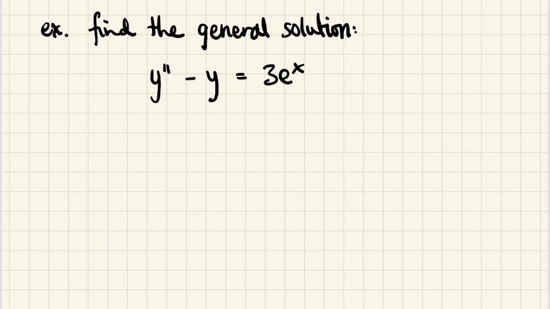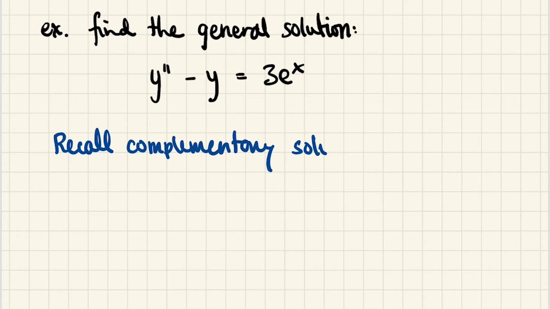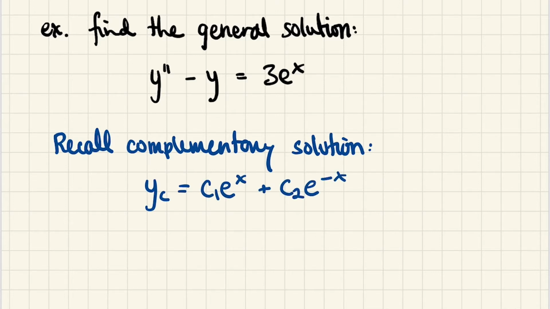So let's recall a complementary solution. That was yc is equal to c1 e to the x plus c2 e to the negative x. And again, the complementary solution is easily determined by considering the associated homogeneous differential equation, and of course, solving its auxiliary equation as a quadratic. So in this particular case, we can see that our y1 will be e to the x and our y2 will be e to the negative x, because we're going to need those to calculate our u1 and u2. So we're also going to need the Wronskian.